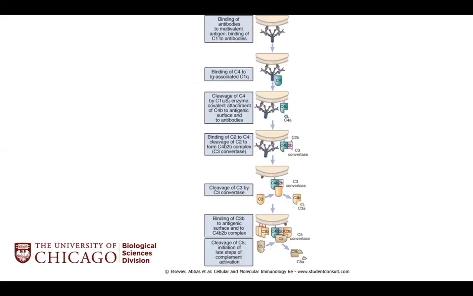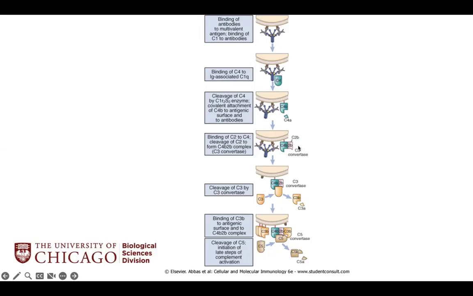Okay, so let's look at this. So here you have your antibodies bound to your microbe, and then this C1 complex, the hexamer part, will actually bind then to the antibody. And then C4 will bind to the C1q, and then the C1s will cleave that C4. So you get a C4b. You can get a C2 that binds, and then you'll get cleavage of that C2.